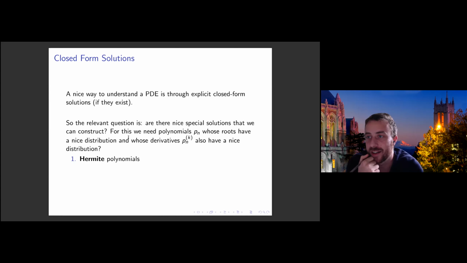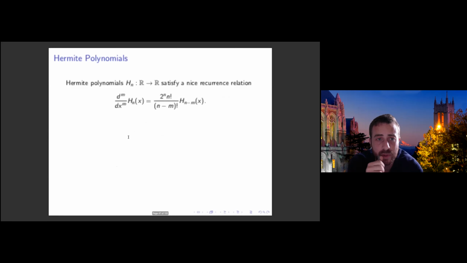So there are two examples that I found fairly quickly. The first one is the Hermite polynomials, and the second one is the associated Laguerre polynomials. I will not talk about them too much, but here's the relevant fact. The Hermite polynomials have a very nice recurrence relation. If I differentiate the nth Hermite polynomial, I get the (n minus 1)th Hermite polynomial. There's a prefactor, and we don't care about the prefactor because we care about the roots, so we don't care about the numbers in front.